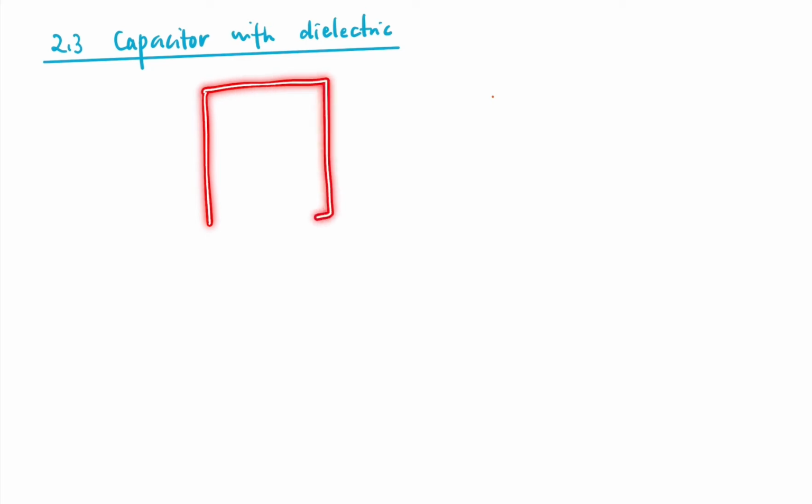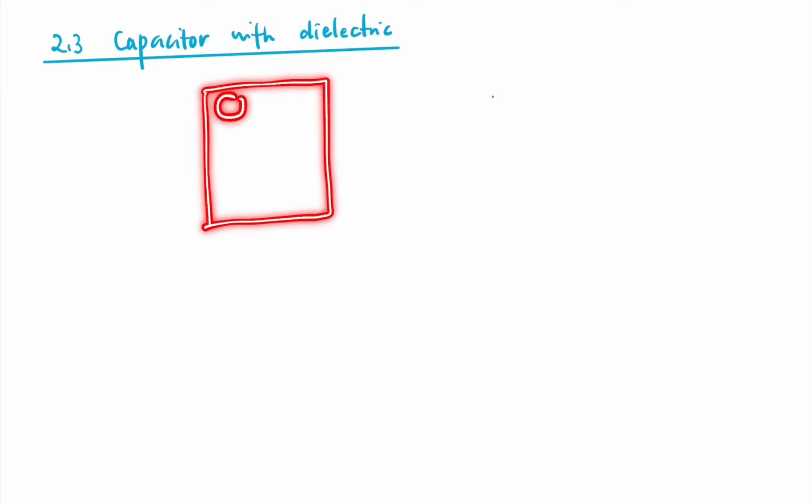Hello, hi guys. So in this video, I'm going to talk about 2.3, which is capacitors with dielectric. Okay, so dielectric is basically just a piece of anything that is made of any kind of material. So it can be platinum, aluminium, copper, or whatsoever. So basically, a dielectric is, for example, a sheet of paper.